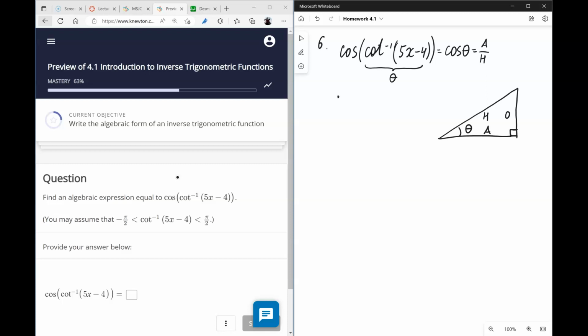So I need to use the fact that cotangent of theta is 5x minus 4 over 1, but cotangent is the adjacent over opposite, so I'm going to label my adjacent side as 5x minus 4. I'm going to label the opposite as 1, and by Pythagorean theorem, the hypotenuse is square root of 5x minus 4 squared plus 1. And I'm ready to write the answer. It's going to be adjacent side, 5x minus 4, divided by the hypotenuse, which is square root of 5x minus 4 squared plus 1.